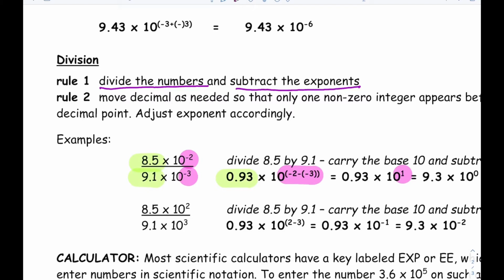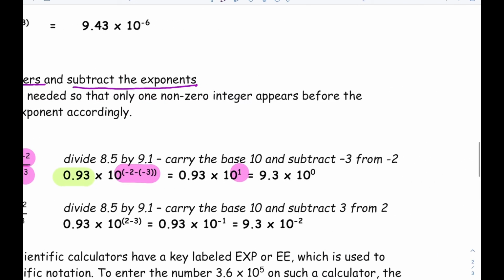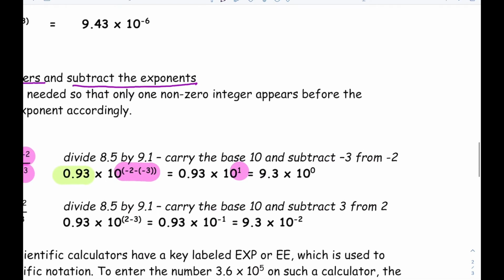So the last step then is to move the decimal as needed so that only one non-zero integer appears. And that would require moving the decimal point between the 9 and the 3. So right here, one place to the right. And remember, when we move right, we subtract. So 1 minus 1 will give us 0 for our exponent. And this is our final answer.